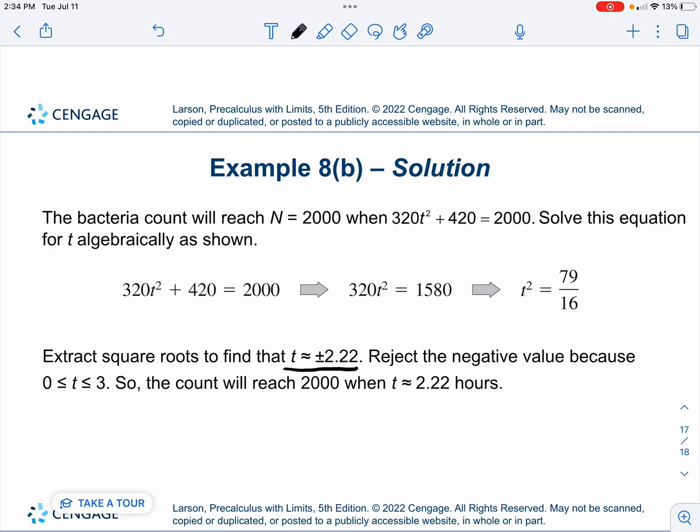Now, since you square rooted it, it's positive and negative, but since little t is time, negative 2.22 would be back in time. So we're just going to take the positive 2.22 for our final answer, and we'll say small t equals about 2.22 hours, which is how long it takes for the bacteria to reach 2,000.